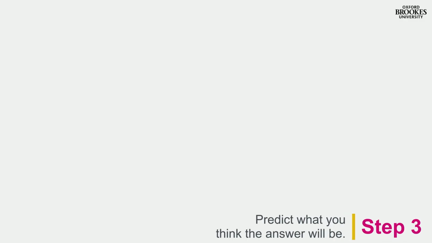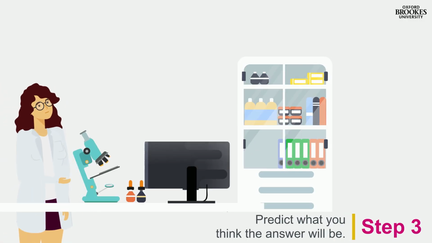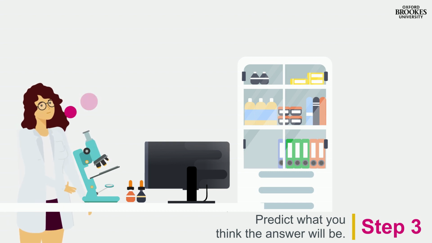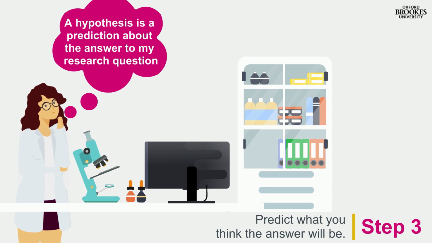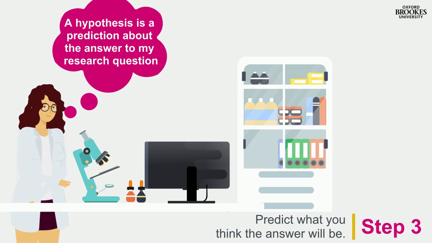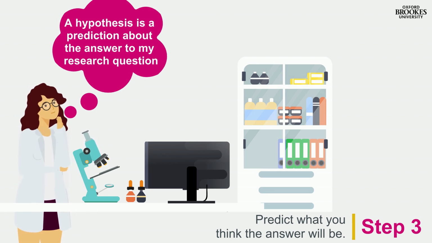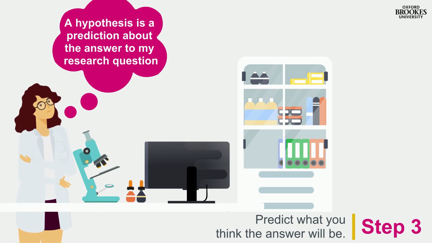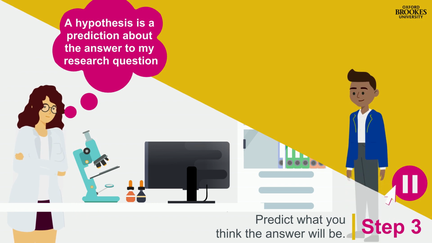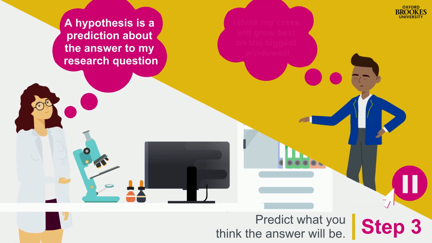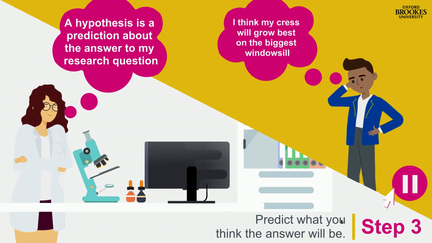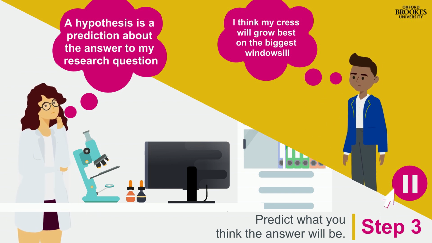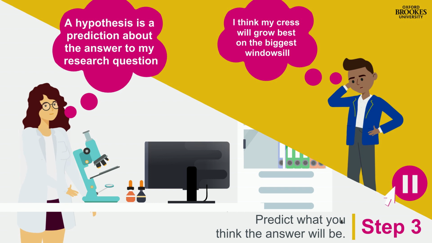Well done for taking your first steps into research. Now it's time to use what you know to make a hypothesis. When researchers come up with a question, they make what's called a hypothesis. This is a prediction or a guess about what the answer to that question might be. Pause the video now to make a prediction or hypothesis about what the answer to your question might be. Remember, it doesn't matter at all whether it's right or wrong.